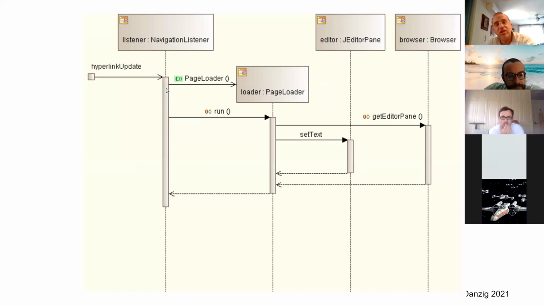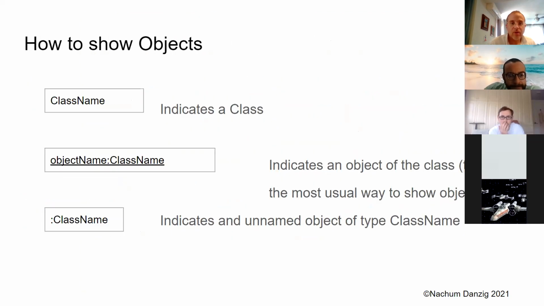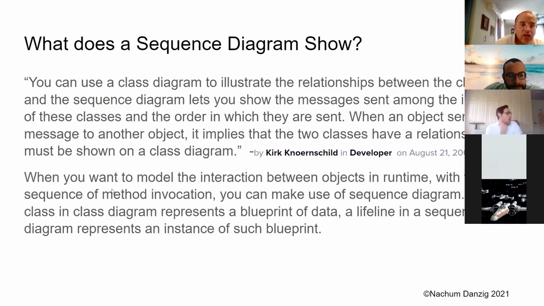If he is sending a message to page loader, then he must have a pointer to that guy, or some kind of pointer, or an instance of him, or something. He's got to have some relationship. When you want to model the interactions between objects at runtime, with the sequence of method invocations, in other words, to show when our function is being called, you can make use of a sequence diagram.